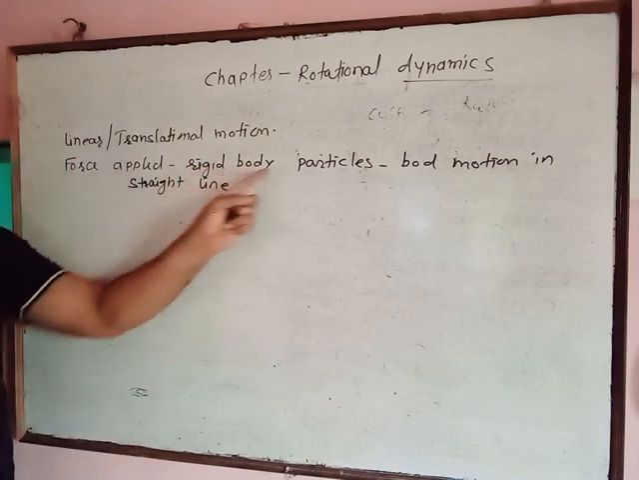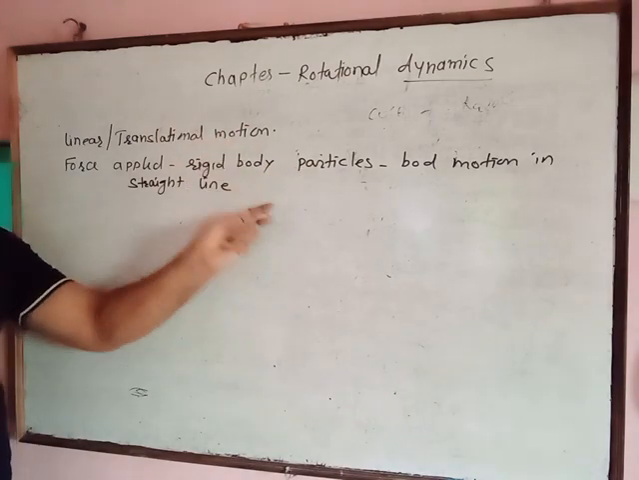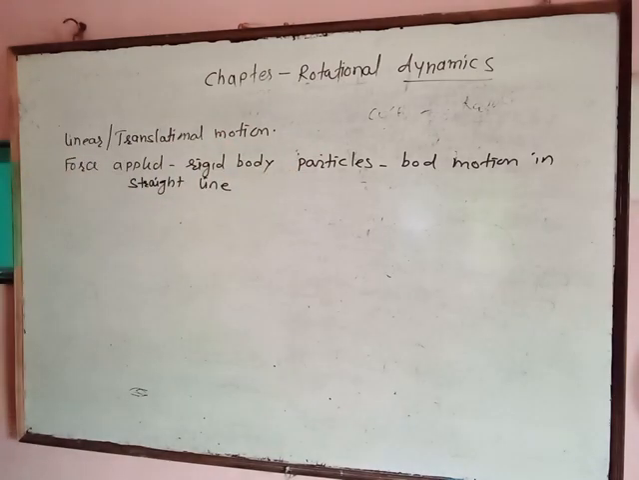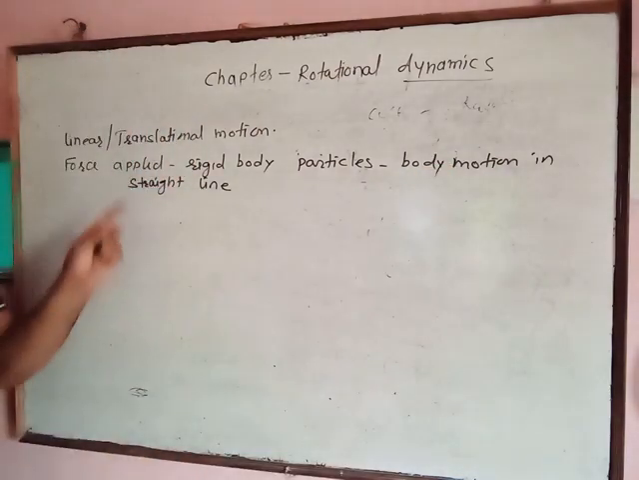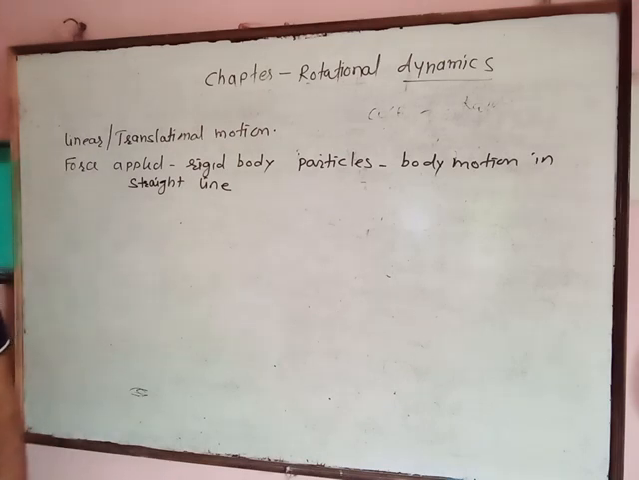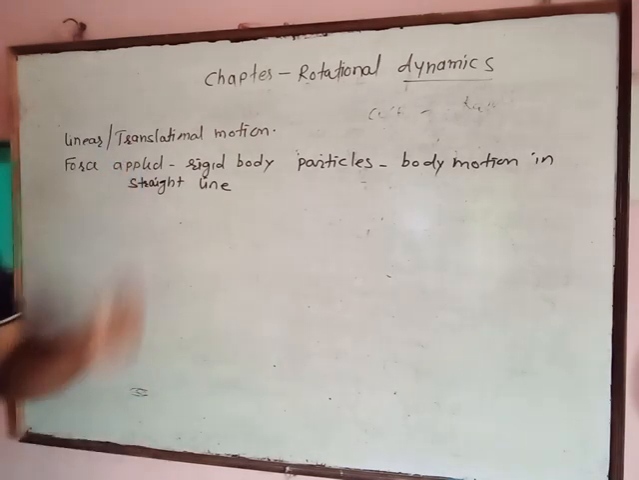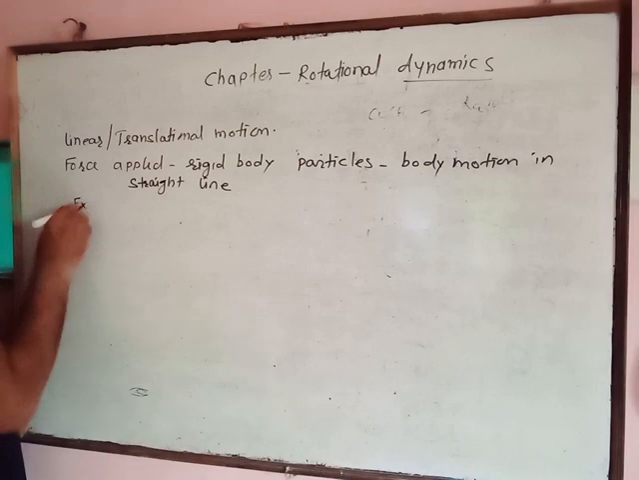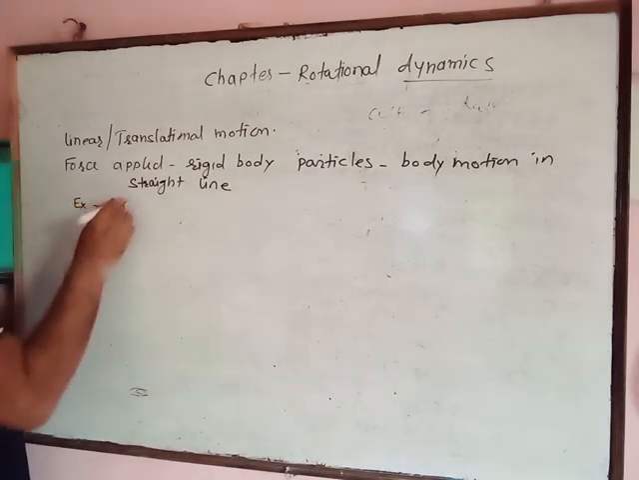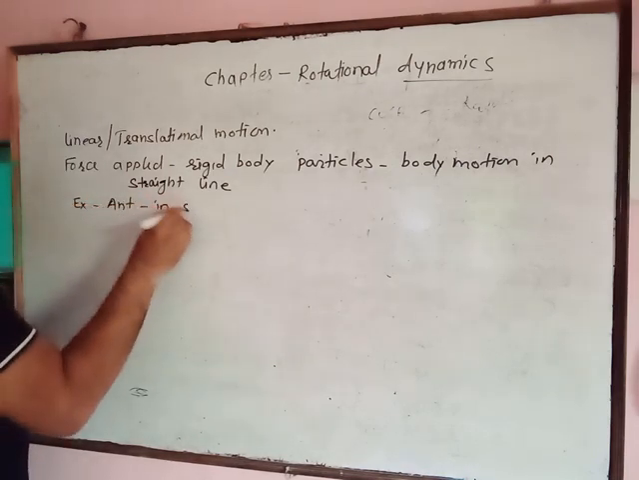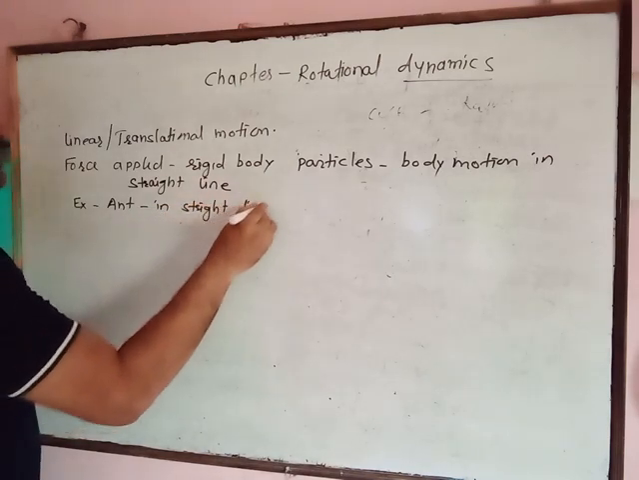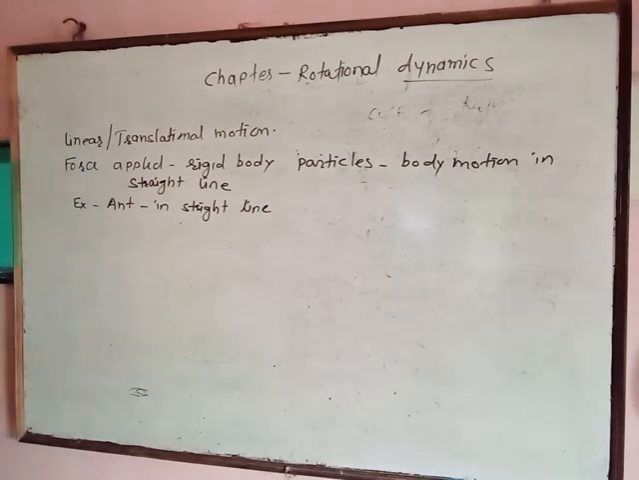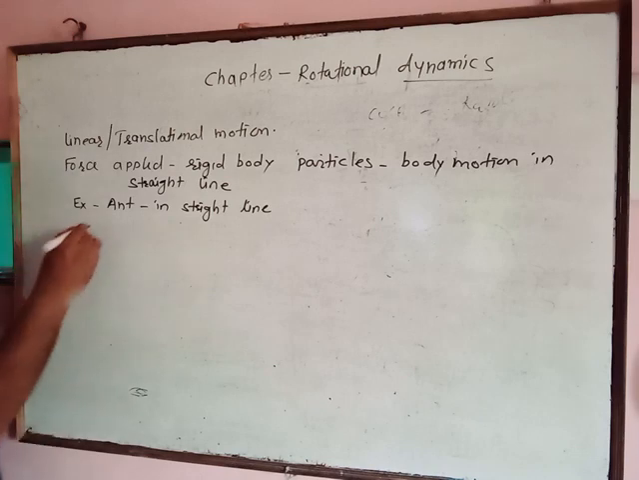Every particle present in the body moves from one position to another position in a straight line. Such motion is known as translational motion. Examples of translational motion: motion of an ant moving in a straight direction. It is an example of translational motion.